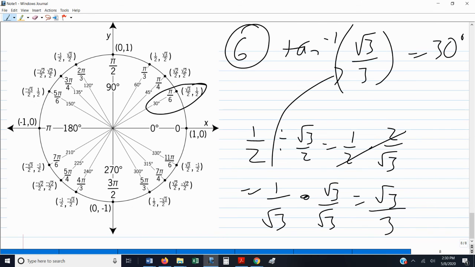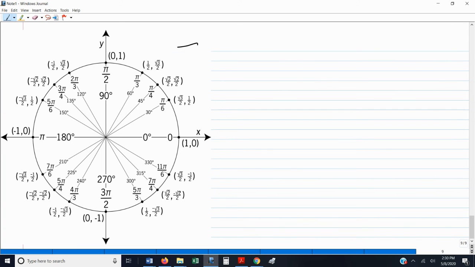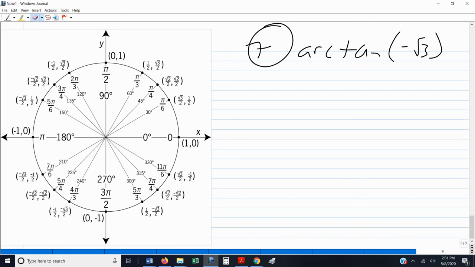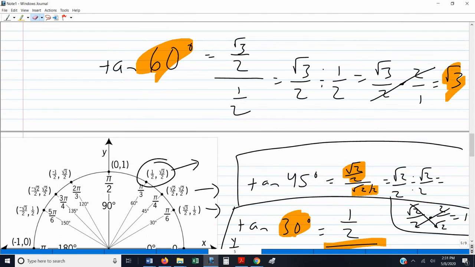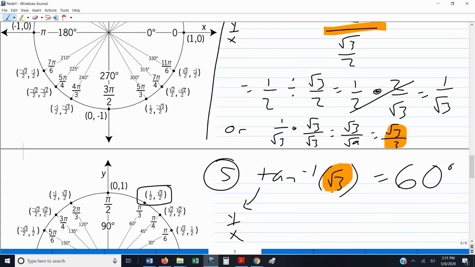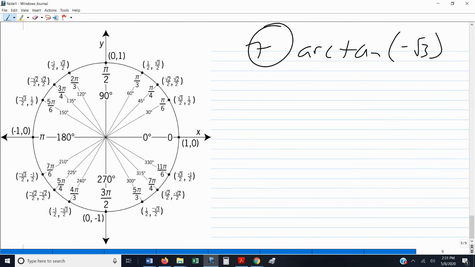And then the last 2, so let's go number 7. Number 7 is arctan of negative root 3. So we know that we got root 3 at 60 degrees, right? We got root 3 at 60 degrees. And so if we're using that as our reference, here's 60, and it's going to be connected to all of these other coordinates. So where are you going to get a negative root 3?